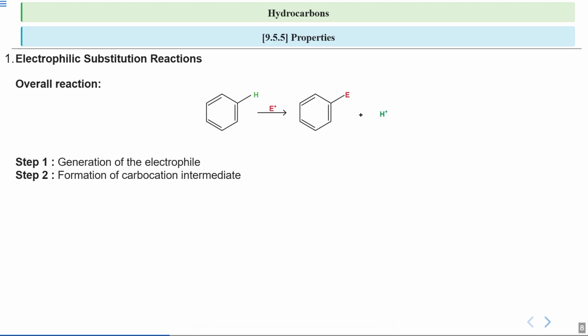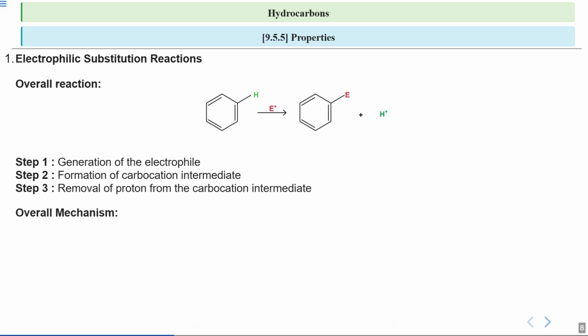This intermediate is less stable and is a key part of the reaction pathway. Third one is the removal of proton from the carbocation intermediate. This step restores the stability of the molecule by removing a hydrogen ion, a proton, resulting in the final substituted product. Notice how the molecule is returning to the neutral state in the last step.